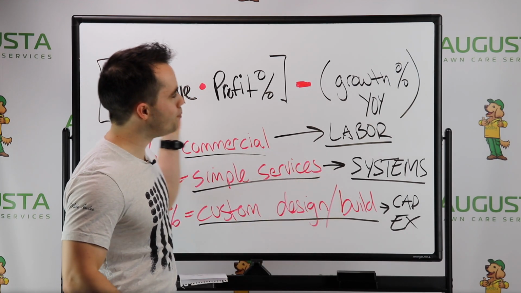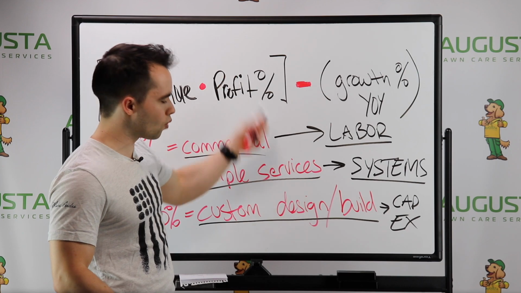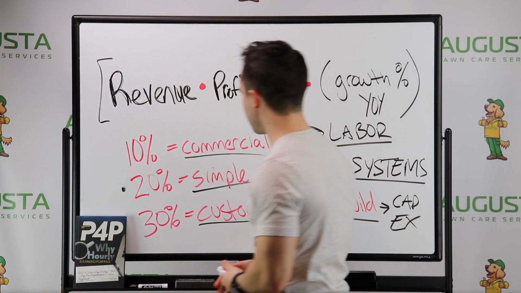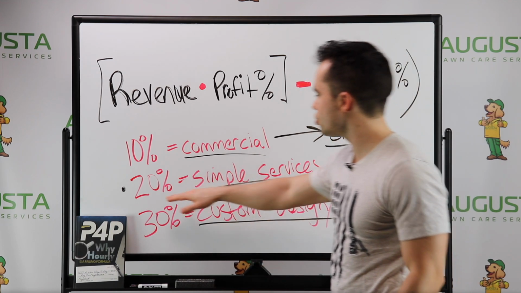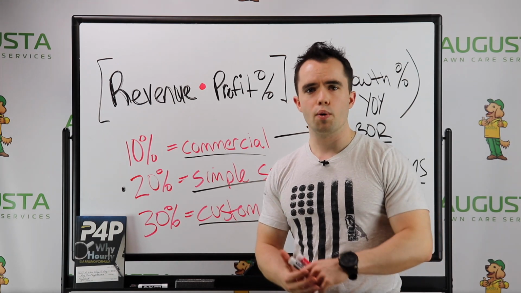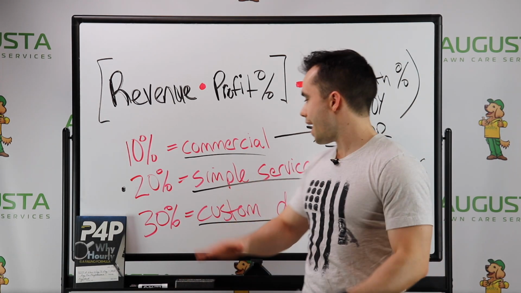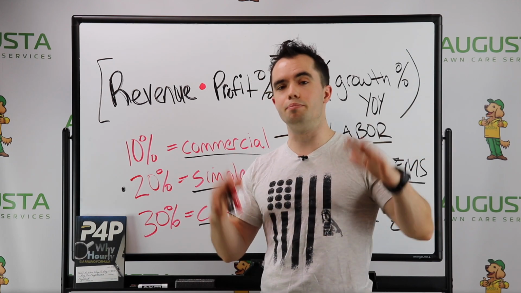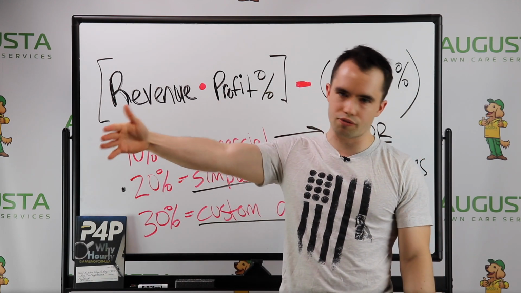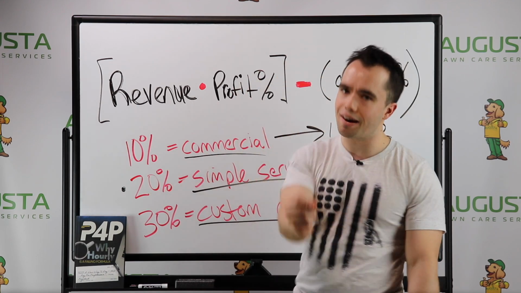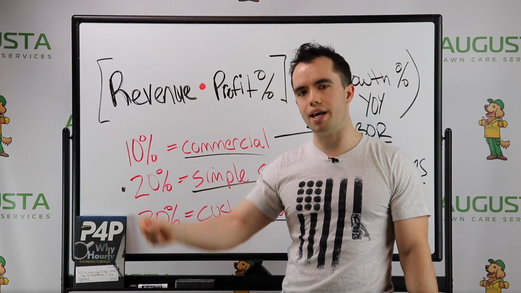So let's go ahead and look back at this actual formula and punch some numbers in. Actually see what happens when we throw in some of these numbers. Let's go ahead and assume the simple services. And this is what, again, we use at Augusta Lawn Care. We have almost 100 locations around North America, and everyone in the system knows that the goal between the next 5 to 10 years is to build a business that is over $1 million in revenue and does 20% in profit. And again, profit is after the owner has been paid.